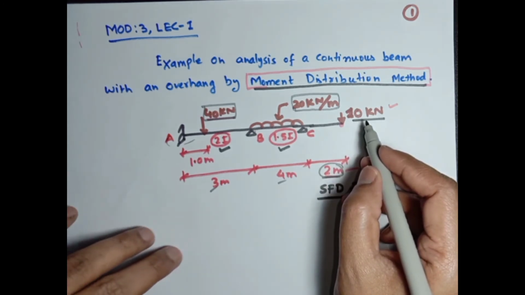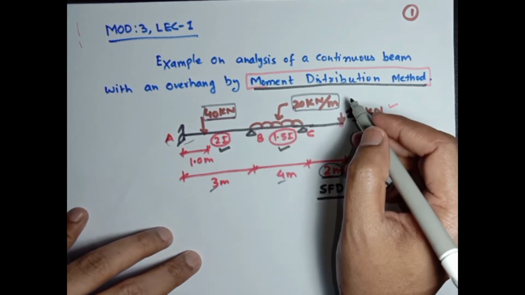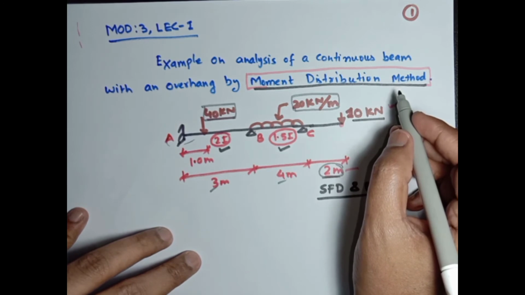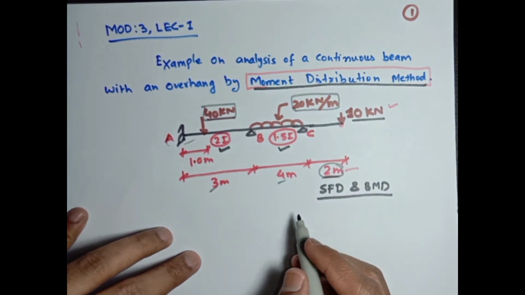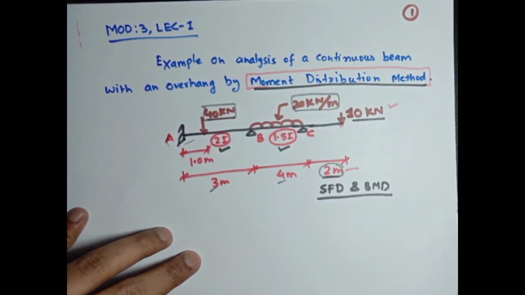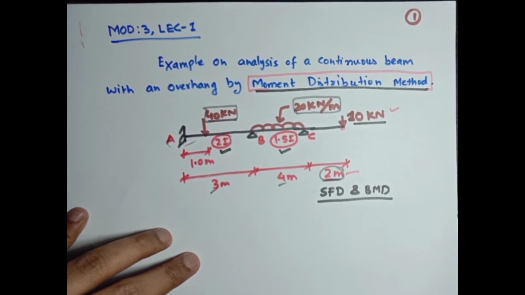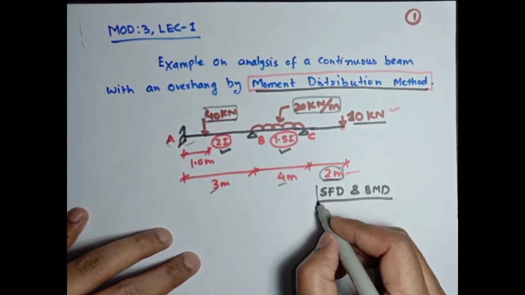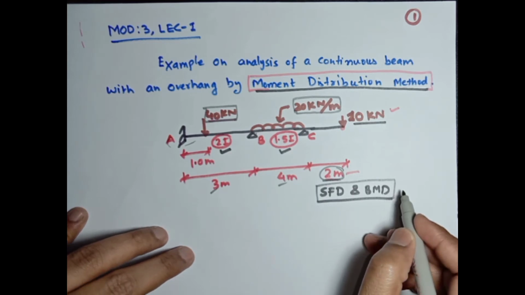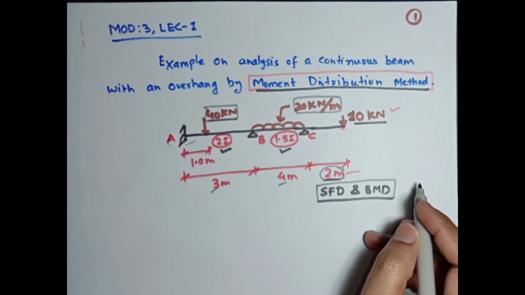Now, before analyzing through the moment distribution method, you need to understand that we have to follow some steps, and after following these steps you will be able to form the SFD and BMD of this continuous beam. So there are some steps.